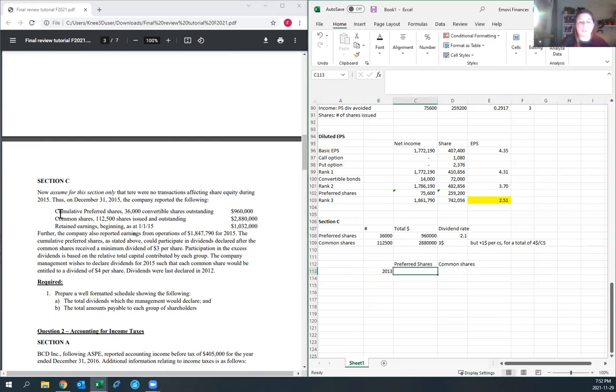So the dividend for 2013 was 2.1 times the 36,000. And 2014 is the same thing. For 2015, we're still calculating first your dividend for the preferred shareholders. It's always the first one that you're calculating. So it's the same amount. Then you're calculating your minimum dividend for the common shareholders. I can't spell, so hopefully you guys understand. So the minimum dividend is $3 per share. So I'm going to do $3 times the number of common shares. That gives me $3,370 and $500.